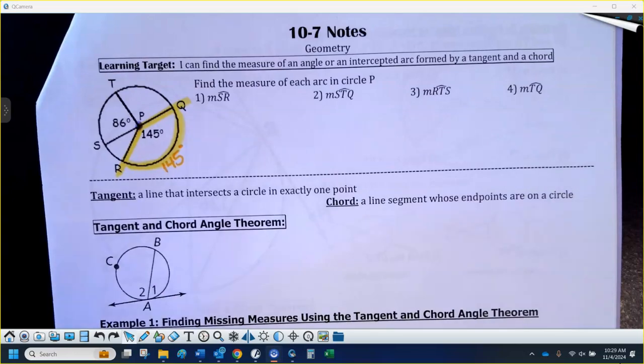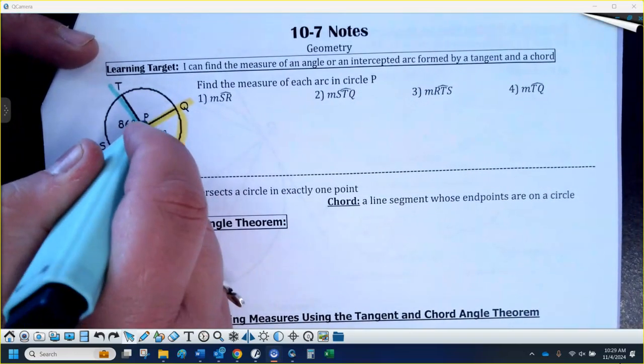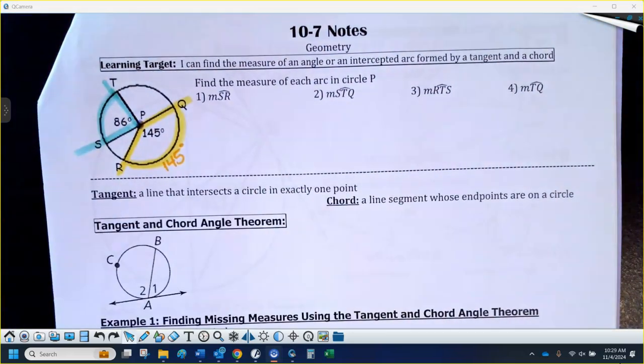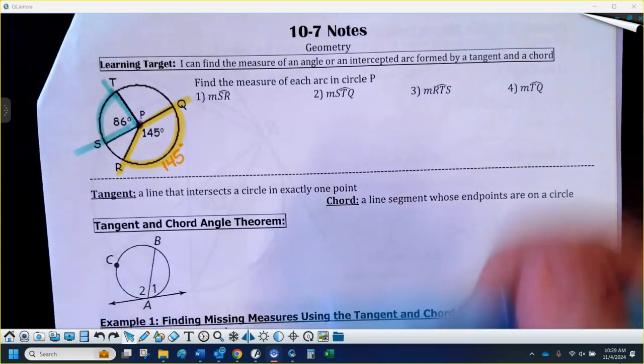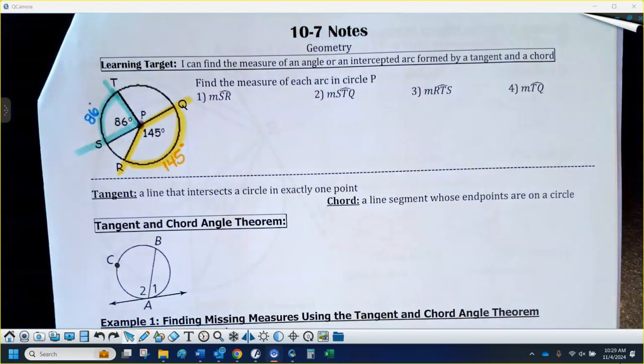So I could also do that right here with this 86. That arc is from T to S. So the central angle is 86. The arc would be exactly the same. So from S to T, the measure of that arc would be 86 degrees.